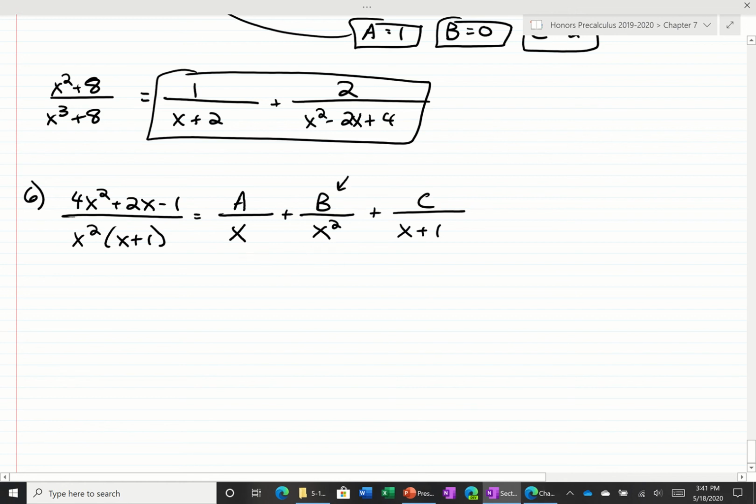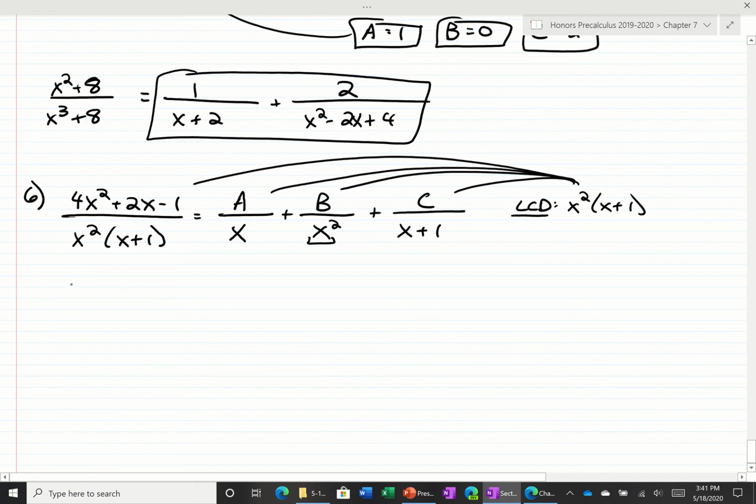The reason why this isn't Bx plus C is because the factor is x. Right? It's not x squared. It's a little bit different than the one above it. Alright, so the LCD would be x squared times x plus 1. Let's see what we get here. 4x squared plus 2x minus 1 is equal to A times x plus 1 plus B times x plus 1 plus C times x squared.